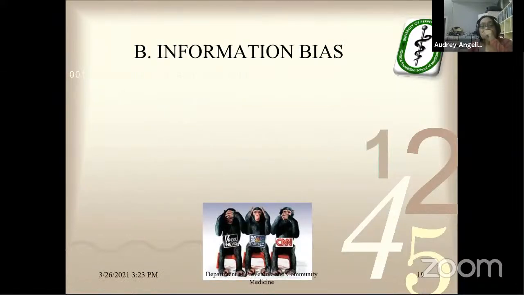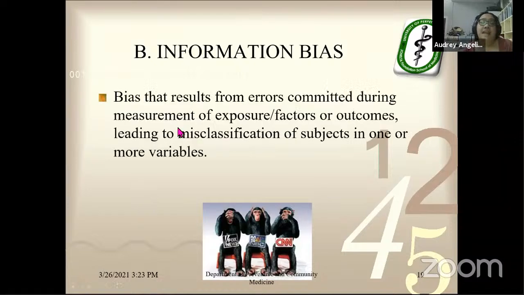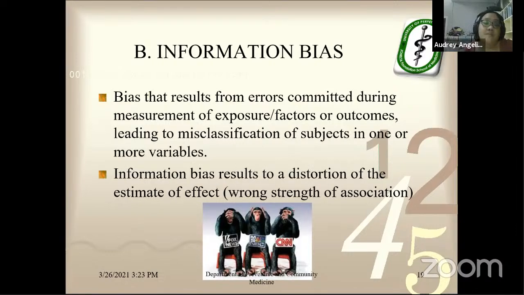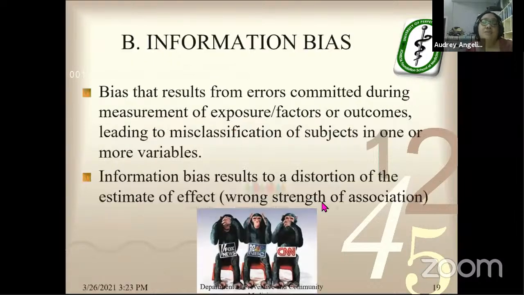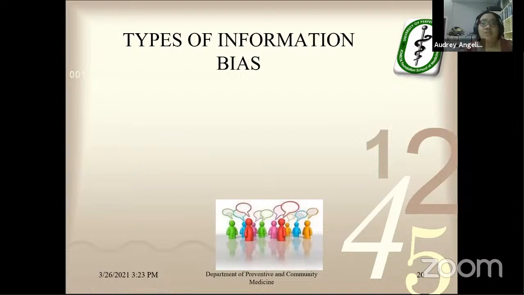Okay? So another bias would be your information bias. So this results from errors committed during measurement of exposure, factors, or outcomes leading to misclassification of subjects in one or more variables. So information bias results in a distortion of the estimate of effect. So you will eventually learn strength of association as well in your later lectures.